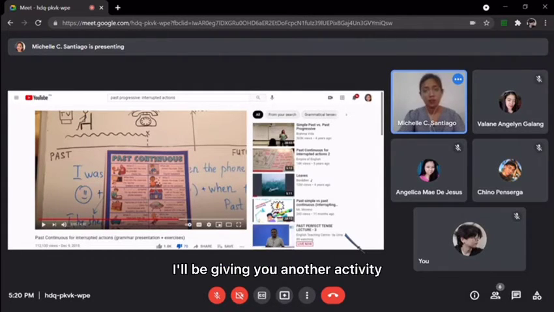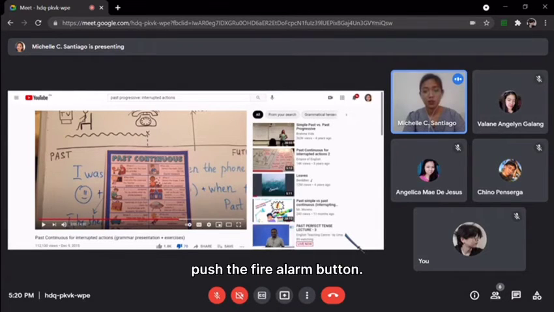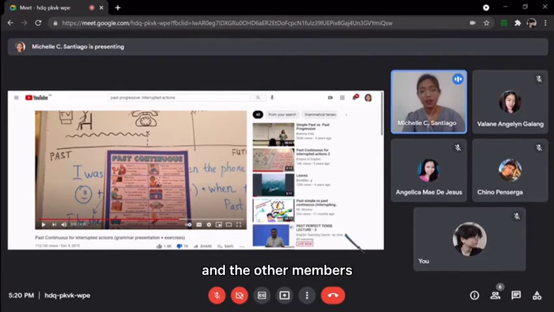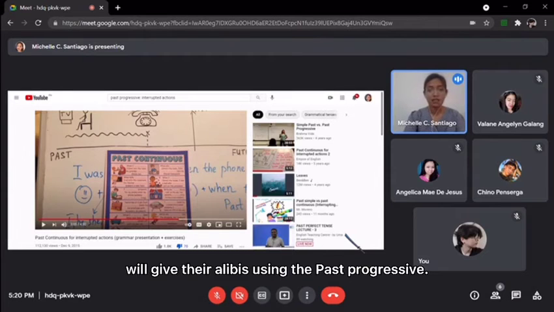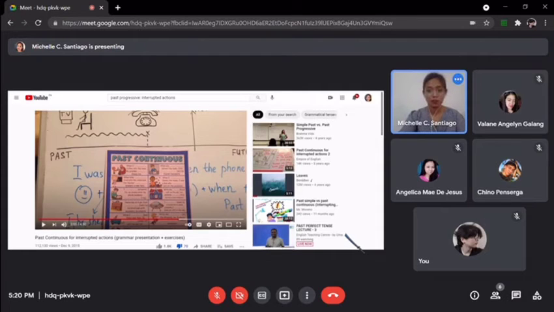So now I'll be giving you another activity, which is the alibi. So work together as one group in creating a brief role play. One person plays the detective whose job is to learn who accidentally pushed the fire alarm button. She will ask questions to the group to identify the suspect, and the other members will give their alibis using the past progressive. So I'll be giving you another 3 minutes to finish this task, and I'll be back to you. Is the instruction clear, guys? Yes, ma'am. Okay, thank you.